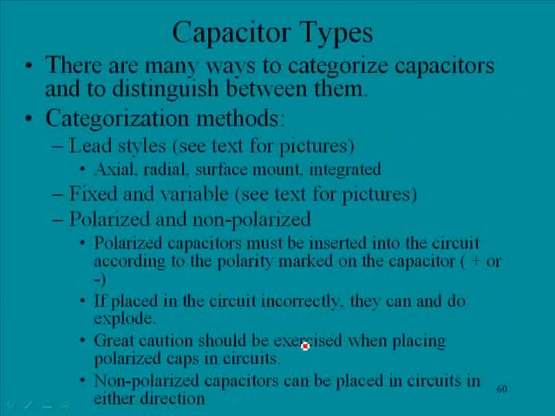Okay, capacitor types. There are many ways to categorize capacitors and distinguish between them. So we're going to categorize them with three different methods: by the lead style, fixed and variable, and polarized and non-polarized. And for these first two, I do want you to take a look at your book. Lead styles, there are some nice pictures there of axial, radial, and different lead styles. Sometimes you see them like this, and sometimes like this, and sometimes they're surface mounted, but please refer to your text for some pictures.